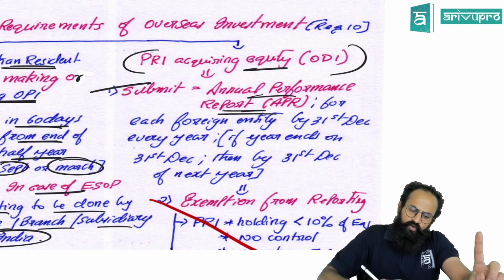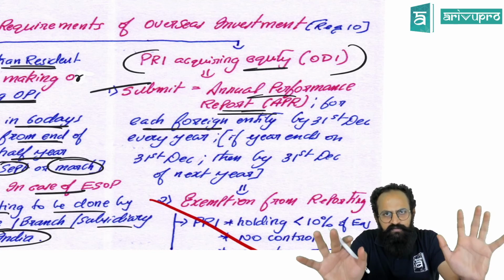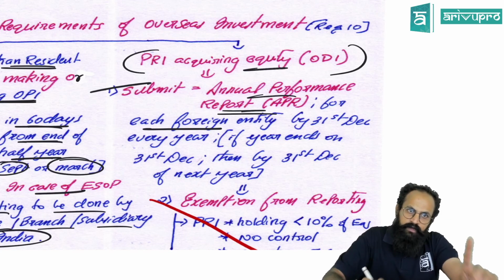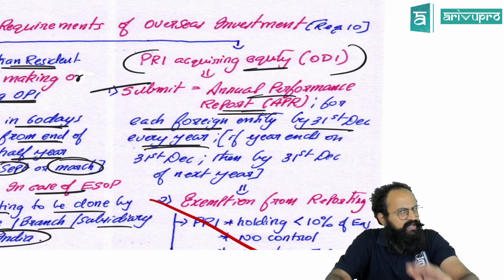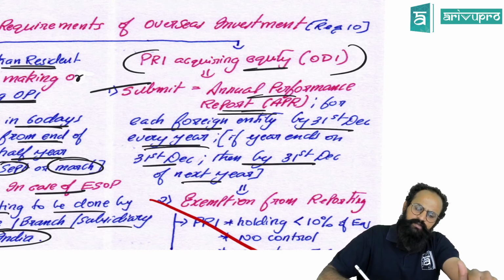For each foreign entity, meaning if I have invested in 5 entities, I have to give 5 annual performance reports, one for each of the 5 entities. By 31st December every year. If the year ends on 31st December, then by 31st December of the next year.